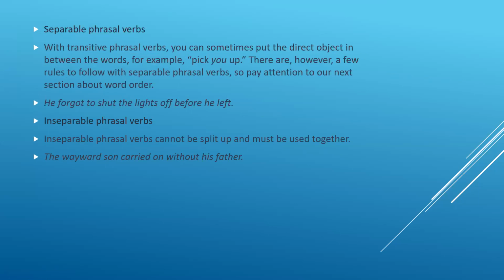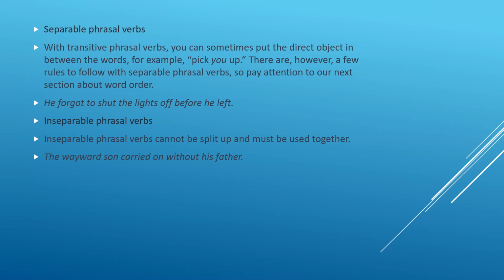Now, what are the separable phrasal verbs? With transitive phrasal verbs, you can sometimes put the direct object in between the words. For example, pick you up. There are, however, a few rules to follow with the separable phrasal verbs, like he forgot to shut the lights off before he left. Now, you can use the verb and preposition separately in two places. It is not necessary that you have to use these two parts together. He forgot to shut the lights off. Shut off is the phrasal verb. So this way you can put it.